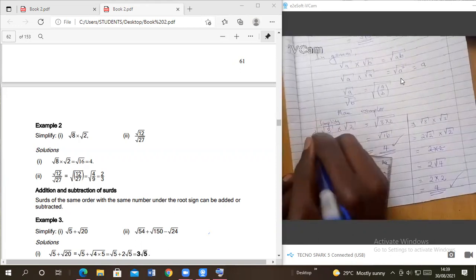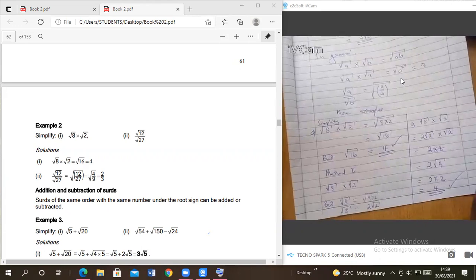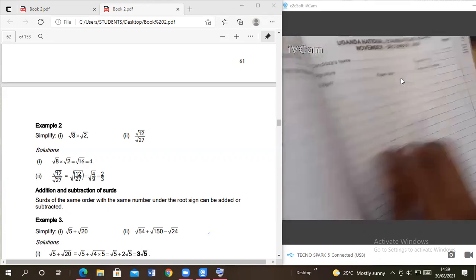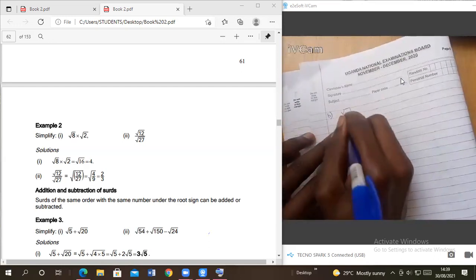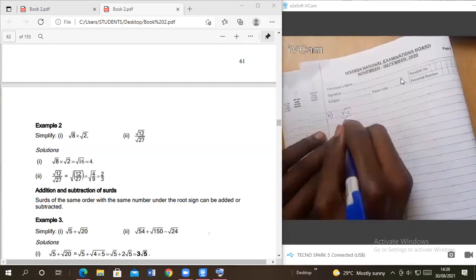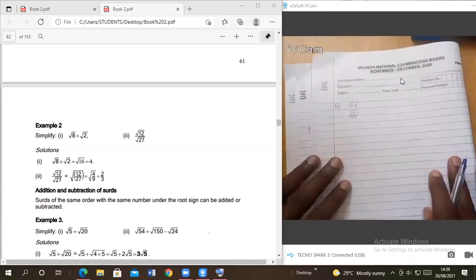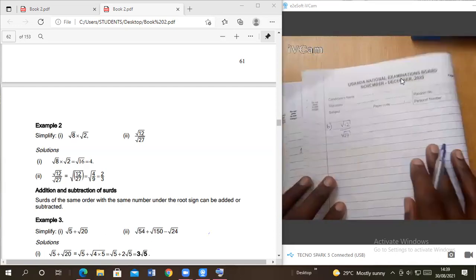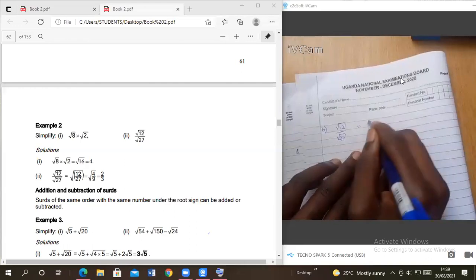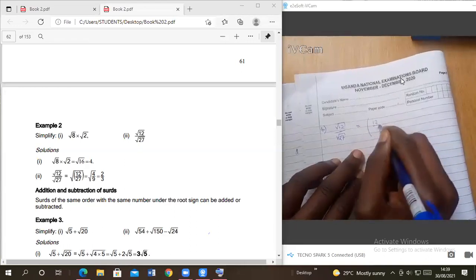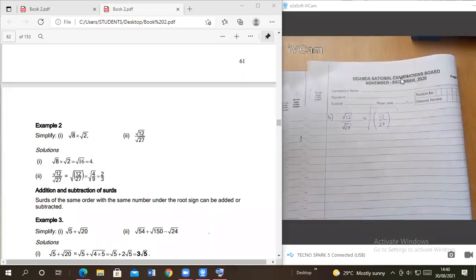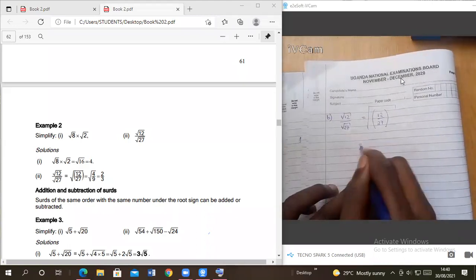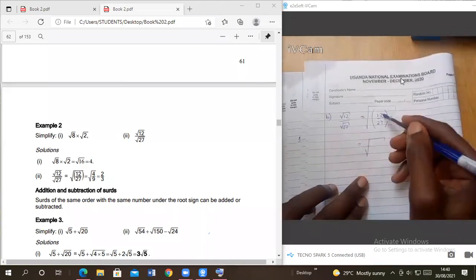This is A. Let's work out B. In B, we have root of 12 divided by root of 27. So if we follow the other law, it's going to be the same as 12 over 27, but under the same square root. So now what you do from there, you go ahead and simplify.